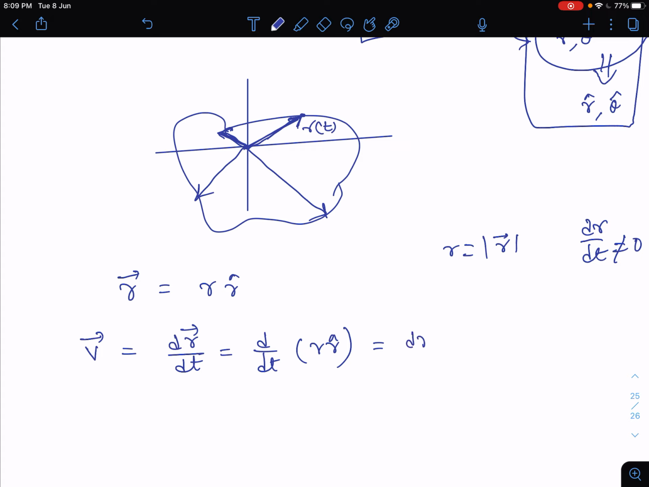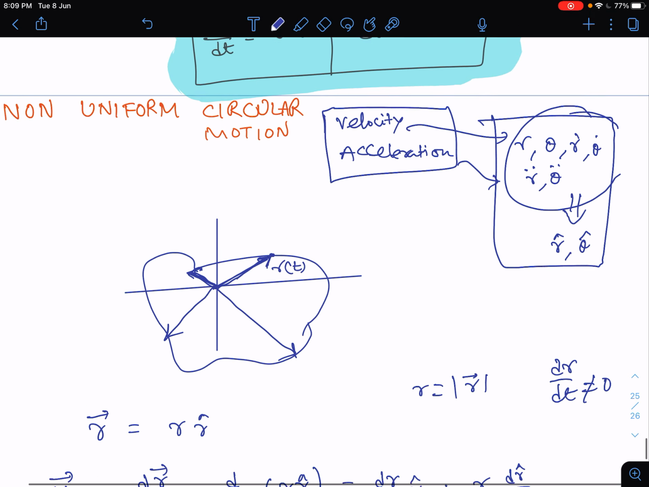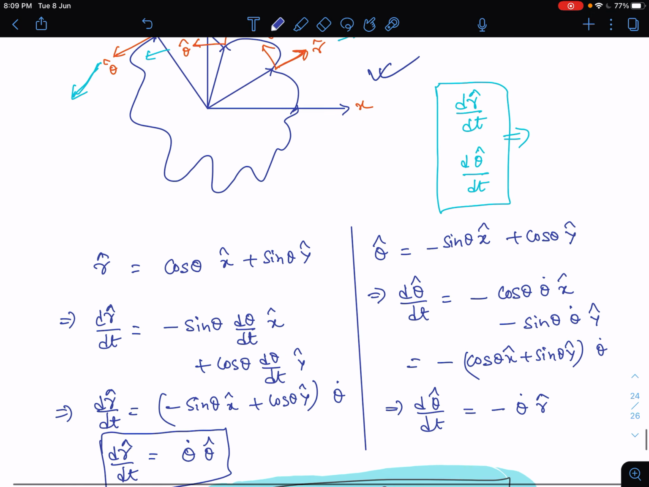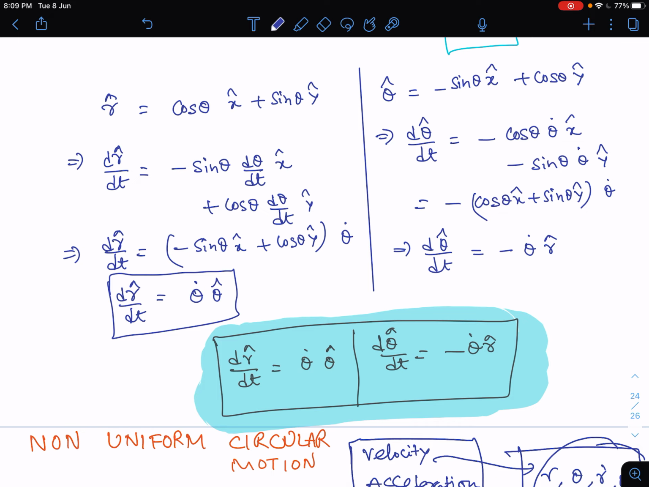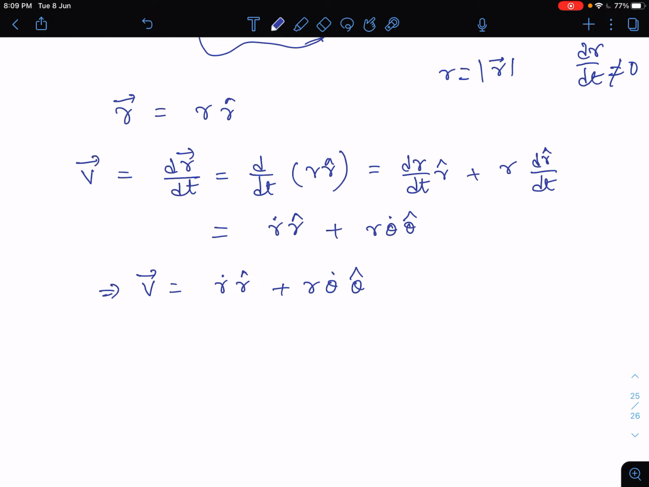So the first term gives you dr/dt, then r cap, then the second term gives you dr cap/dt. That is r dot r cap plus r times dr cap/dt, which we have already derived, that is theta dot theta cap. So v is nothing but r dot r cap plus r theta dot theta cap.